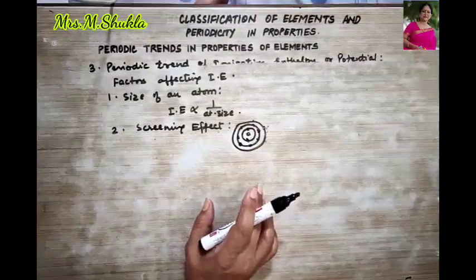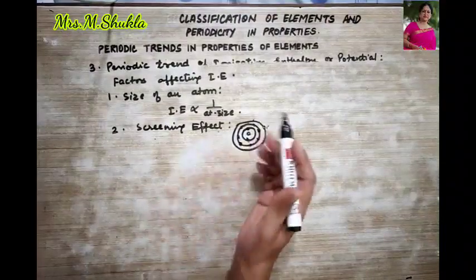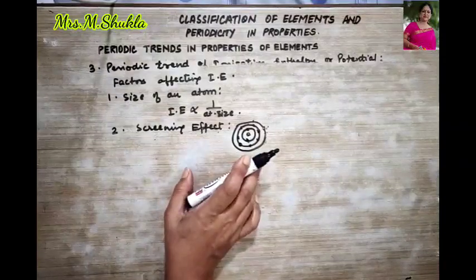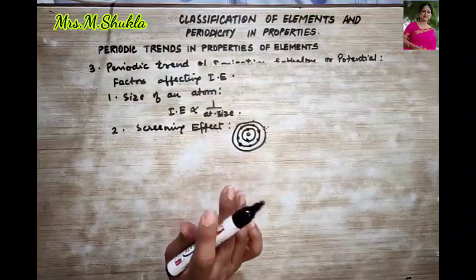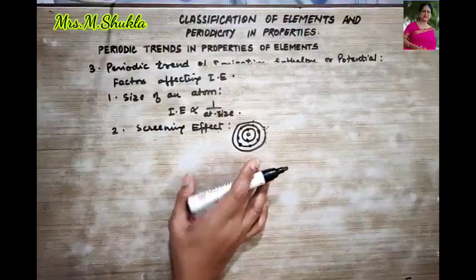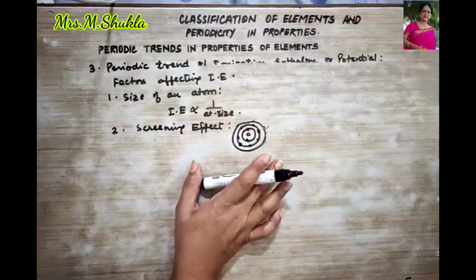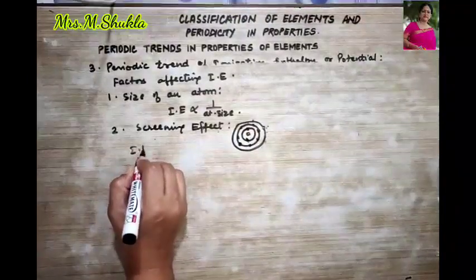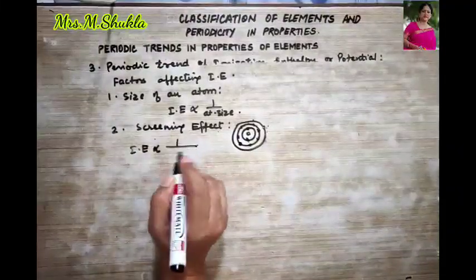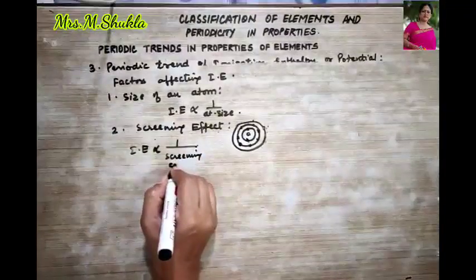Clear? So what did we study about the screening effect over here? That higher the screening effect, lesser is the value of ionization enthalpy. Why so? As the screening effect will always reduce the force of attraction towards the nucleus, so that the outer electrons are removed easily. So over here, ionization enthalpy is always inversely proportional to what? Your screening effect.